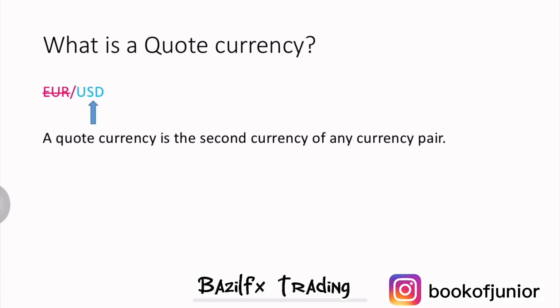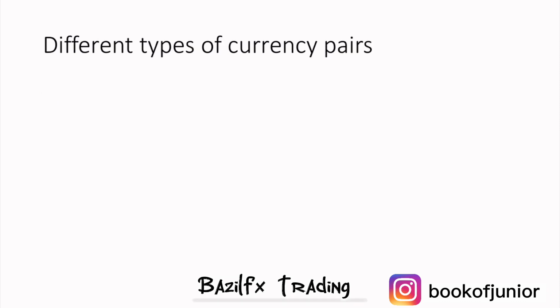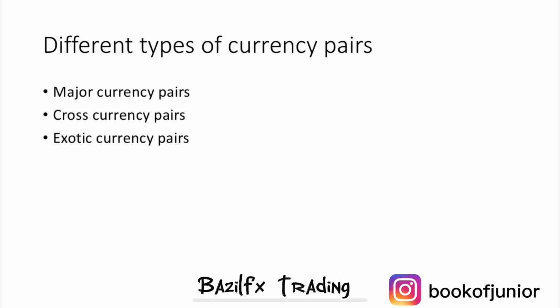Then the second one, which is the US dollar, on your right hand, this is the quote currency, and the quote currency is the second currency of any currency pair. Then we also have different types of currency pairs. We have the major currency pairs, cross currency pairs, and exotic currency pairs.